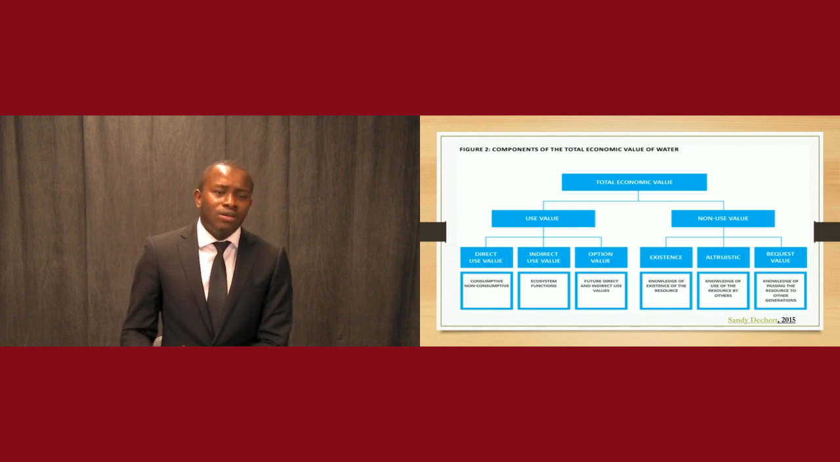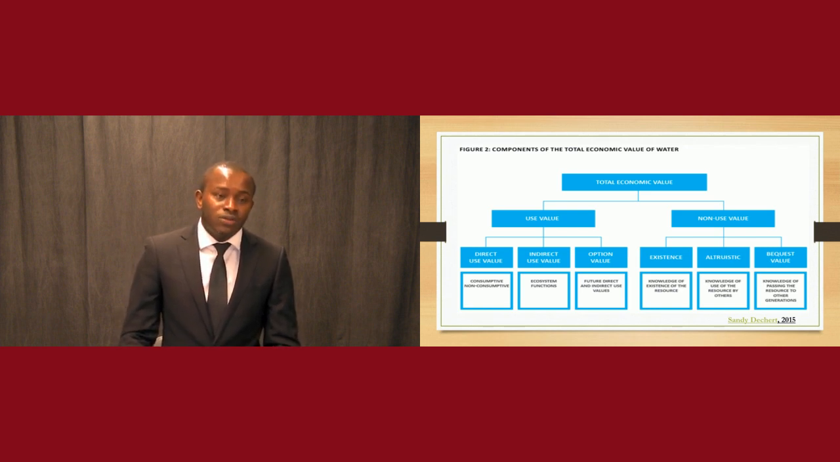The non-use values really are three major ones. One, we have the existence value. That is the mere fact that we know these resources are available and they are existing for ecosystem functioning. We have altruistic value, even though we may not use it, but if other people can benefit from the resource, that is definitely a value that most people or some people cherish.